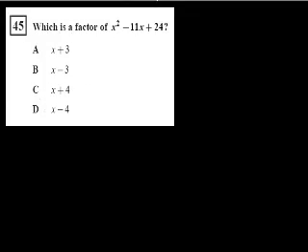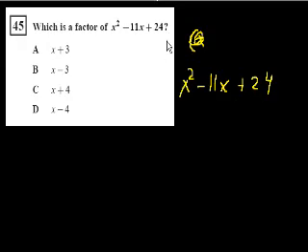Which is a factor of x squared minus 11x plus 24? So there's two ways to do it. You could just factor this, and that's the easiest way. Or you could test for zeros, but we'll just factor. So x squared minus 11x plus 24. Just like the last problem, you have to say, what two numbers, when I add them, is equal to minus 11, and when I multiply them, is equal to positive 24?